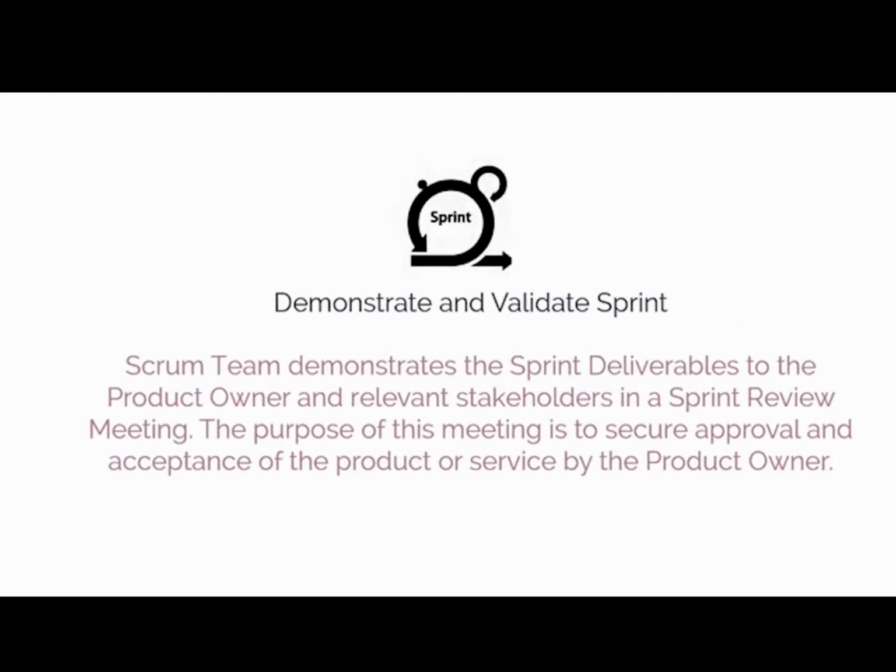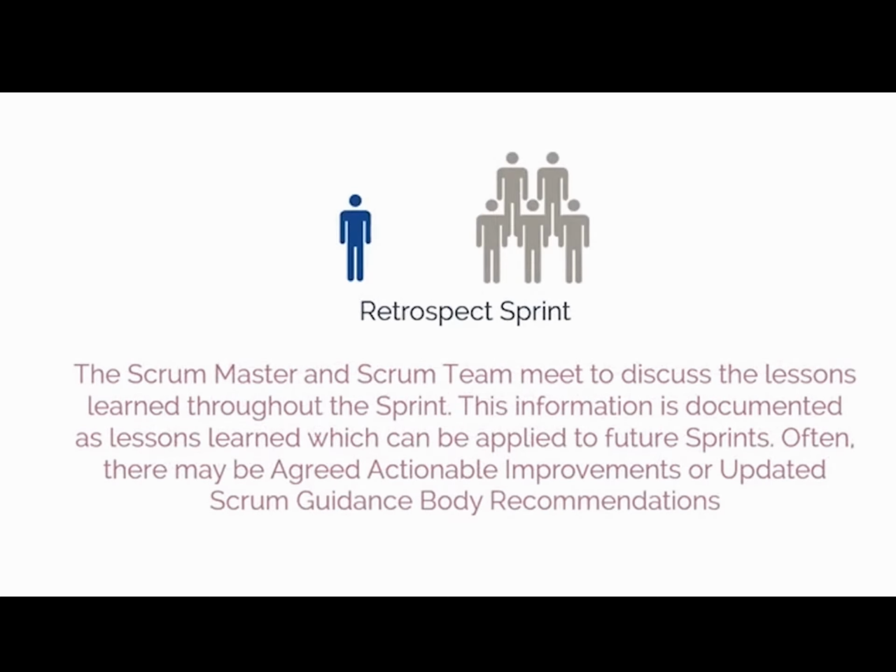Moving on, let's now have an overview of the review and retrospect phase processes, which are as follows. First of all, we will be talking about demonstrate and validate sprint. In this process, the Scrum team demonstrates the sprint deliverables to the product owner and relevant stakeholders in a sprint review meeting. The purpose of this meeting is to secure approval and acceptance of the product or service by the product owner. The next process is retrospect sprint. In this process, the Scrum Master and Scrum team meet to discuss the lessons learned throughout the sprint. This information is documented as lessons learned, which can be applied to future sprints. Often, as a result of this discussion, there may be agreed actionable improvements or updated Scrum Guidance Body recommendations.